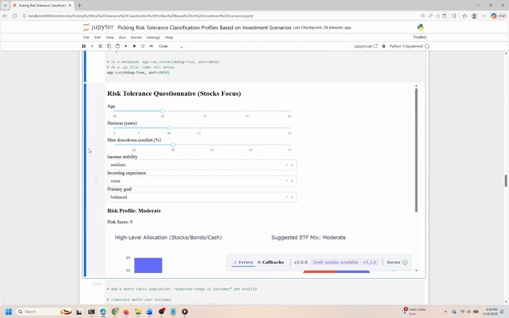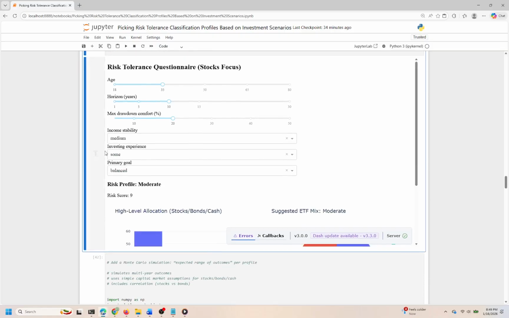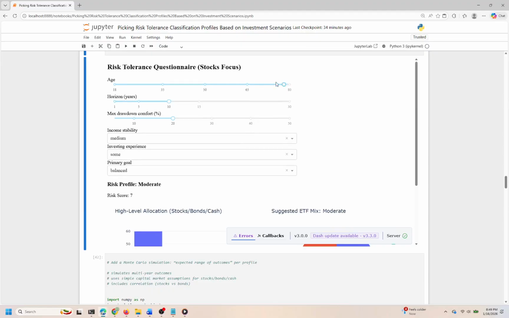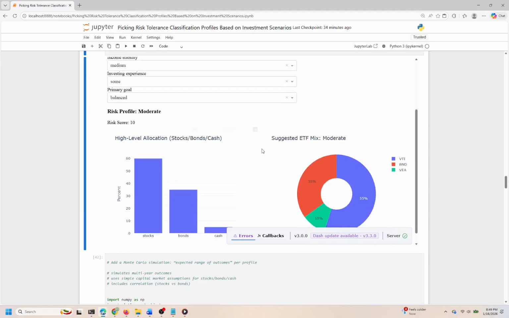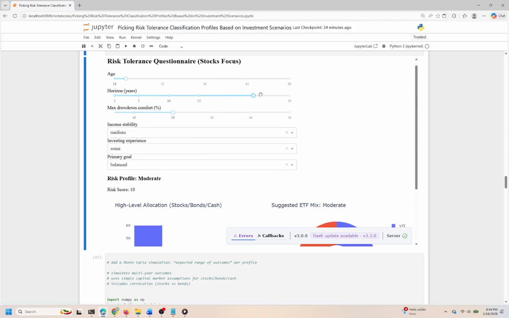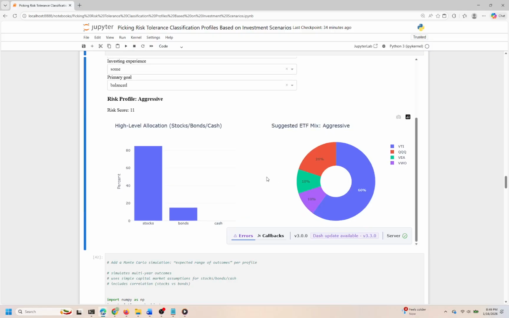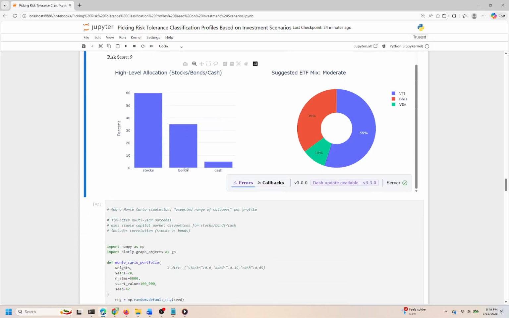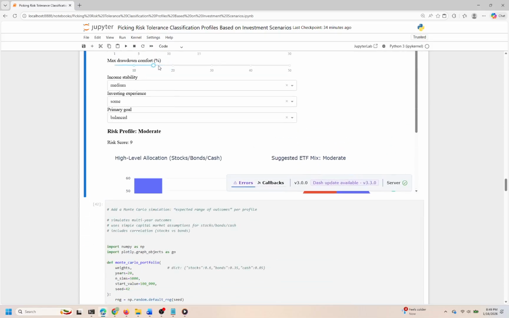Cell 11. In this code cell, we're conducting a Monte Carlo simulation to model expected investment outcomes across various portfolio profiles. And understanding these projections is essential for making informed investment decisions. By simulating multi-year outcomes based on capital market assumptions for stocks, bonds, and cash, this analysis gives us insight into potential future wealth trajectories, which can be especially valuable for financial planning.